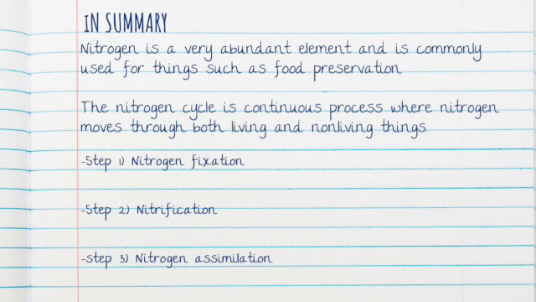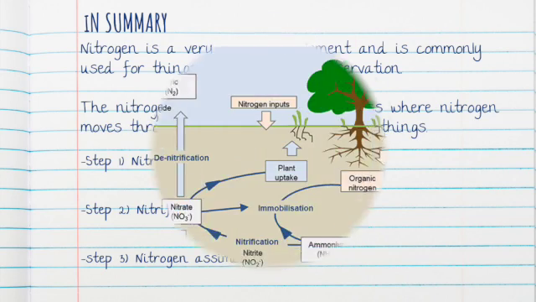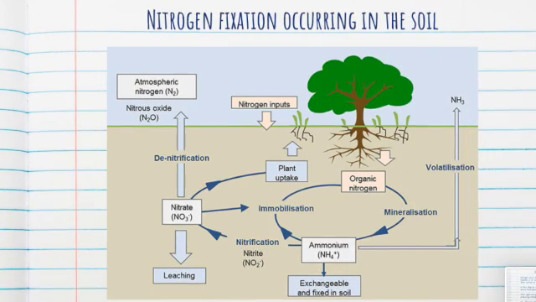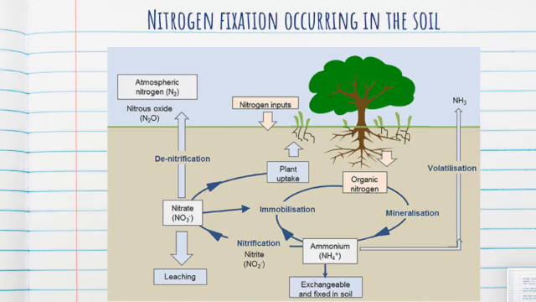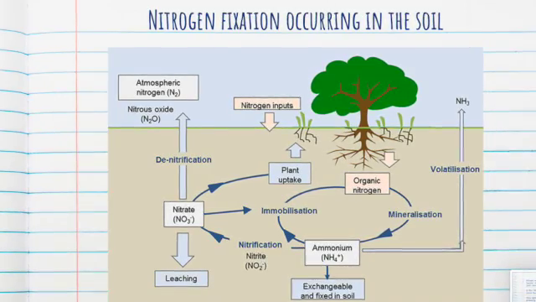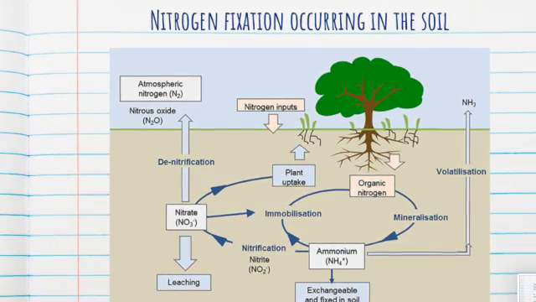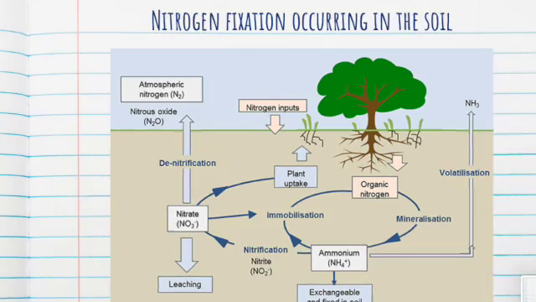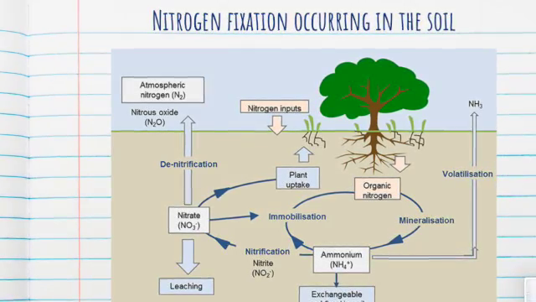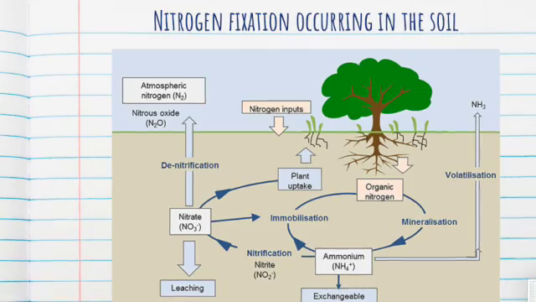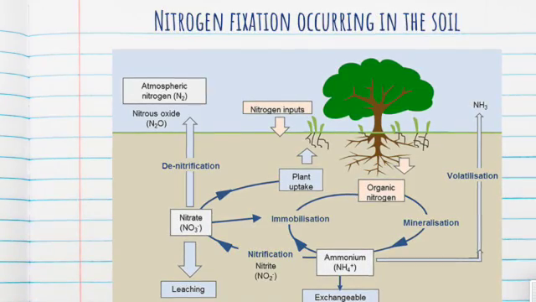In summary, nitrogen is a very abundant element and is commonly used for things such as food preservation. The nitrogen cycle is a continuous process where nitrogen moves through both living and non-living things. Step 1 is nitrogen fixation, where nitrogen moves from the atmosphere into the soil. Here, nitrogen gas in the atmosphere is converted into forms that plants can absorb through their roots. Light energy is provided, creating a reaction between nitrogen gas and oxygen, producing nitrogen oxide and nitrogen dioxide. These new forms of nitrogen enter as rain or snow into the soil.